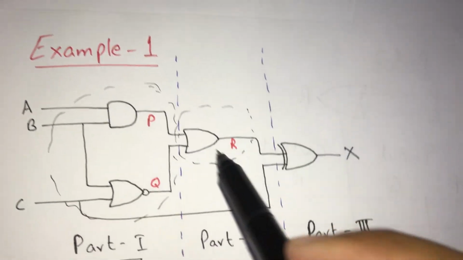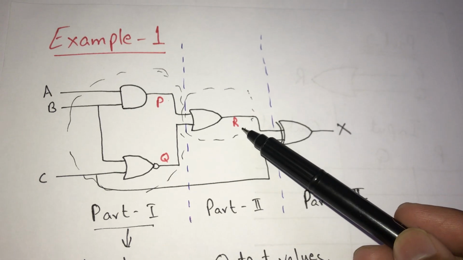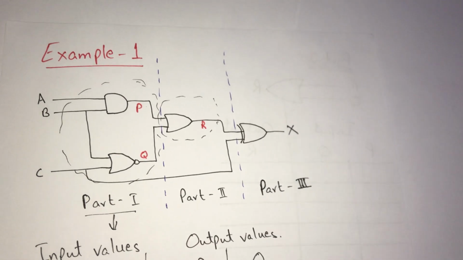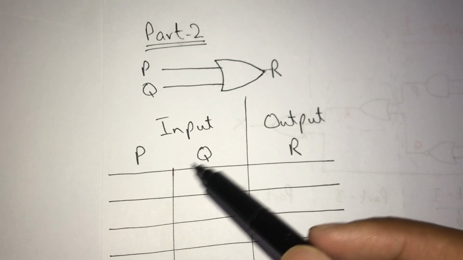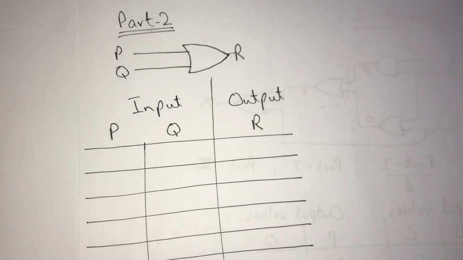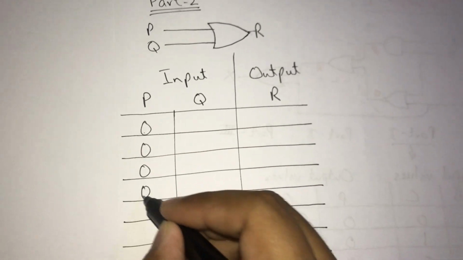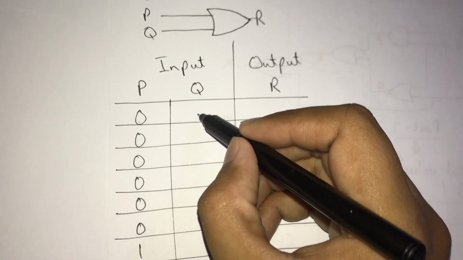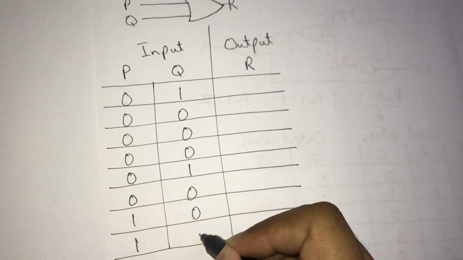Now we will go to part 2. This portion is part 2. There is only one gate used. The input values are P and Q, and we have to find the value of the output, that is R. The gate used over here is the OR gate. The values of inputs P and Q will be the previous ones which we found in part 1. P is 0 0 0 0 0 0 and the last two will be 1. The value of Q is 1 0 0 0 1 0 0 0.